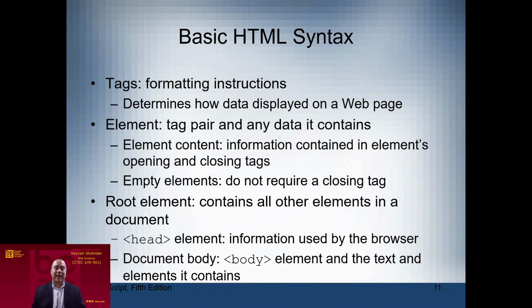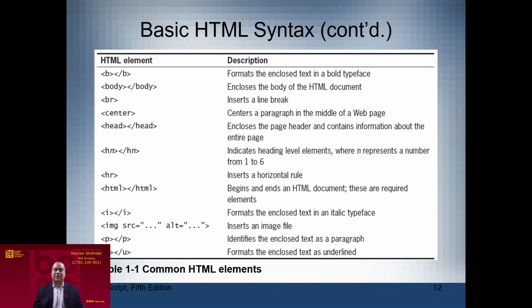So for example, head is a root element that you put at the top of the web page. This information is used by the browser to denote, hey, this is the head area, and this is where we're going to have some information about the page. And then you have the document body, which contains the text and elements. This is where all of the information that you really see on your screen comes from, the body area.